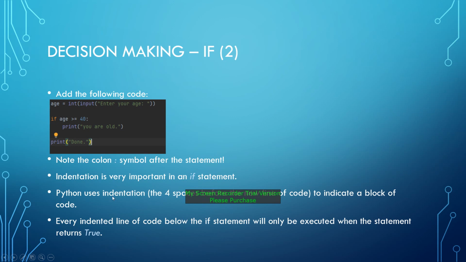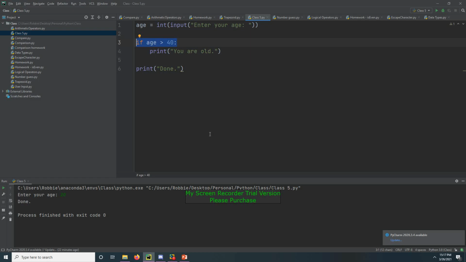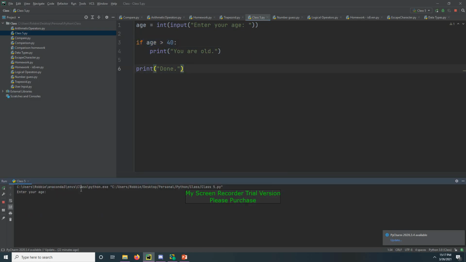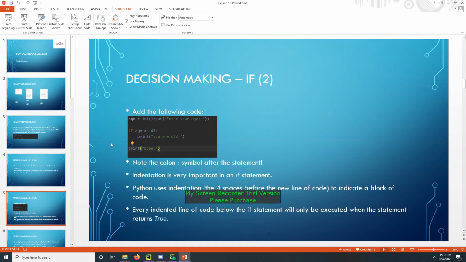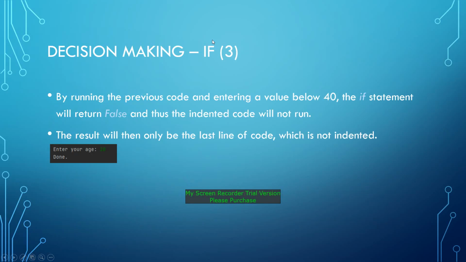As I said, Python uses the indentation to indicate a block of code. Every indented line of code below the if statement will only execute if the statement returns true. So in our output, it only displayed done because this returned false. Let's quickly run this program again from the start. I'll now enter the age 41, and as you can see here, it displayed you are old and then done. All right. So let's carry on.